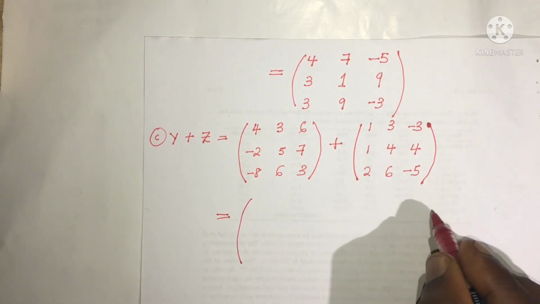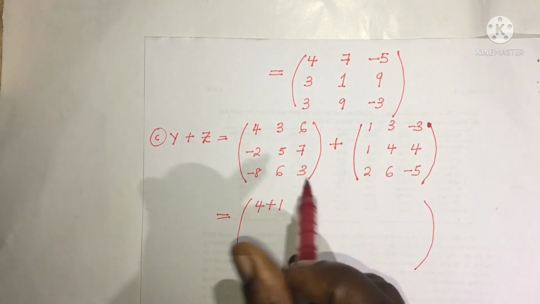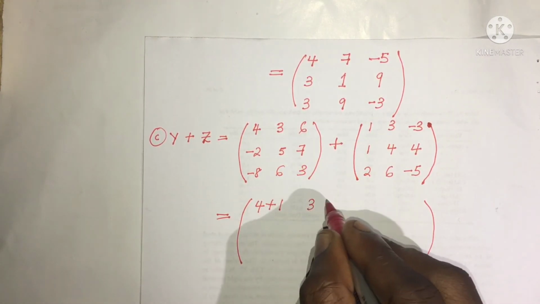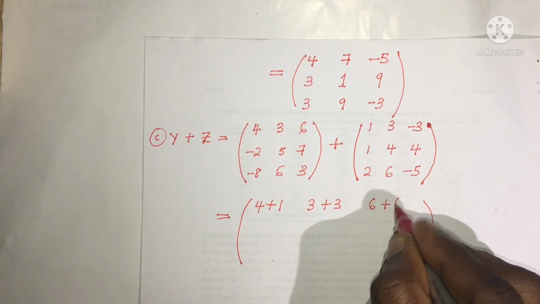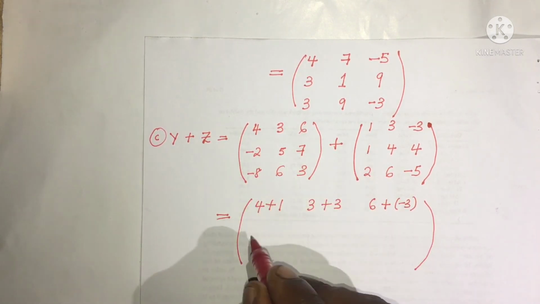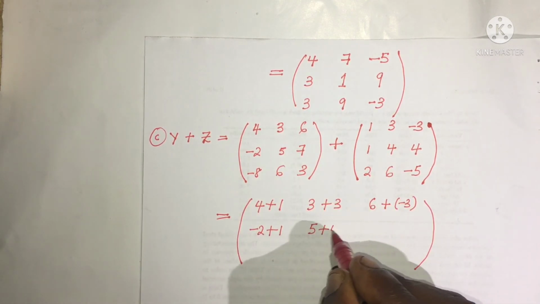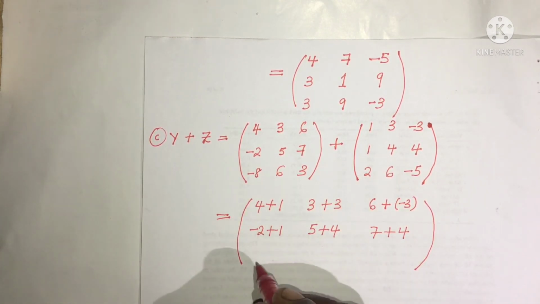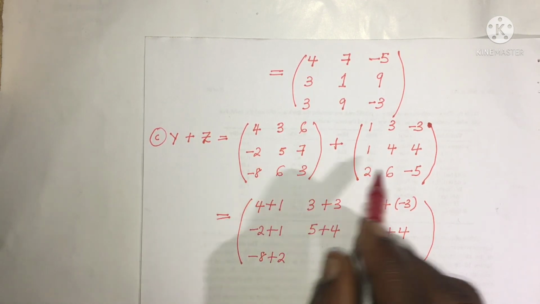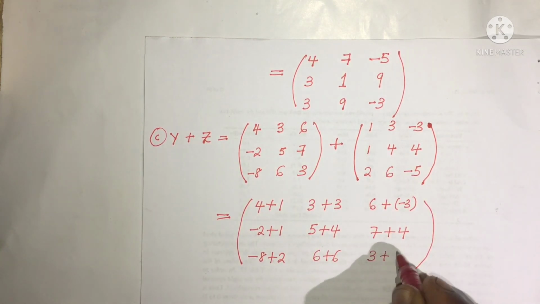Remember, we are still adding elements occupying similar positions, and that will give you 4 plus 1, 3 plus 3, 6 plus minus 3, minus 2 plus 1, 5 plus 4, 7 plus 4, minus 8 plus 2, 6 plus 6, and 3 plus minus 5.